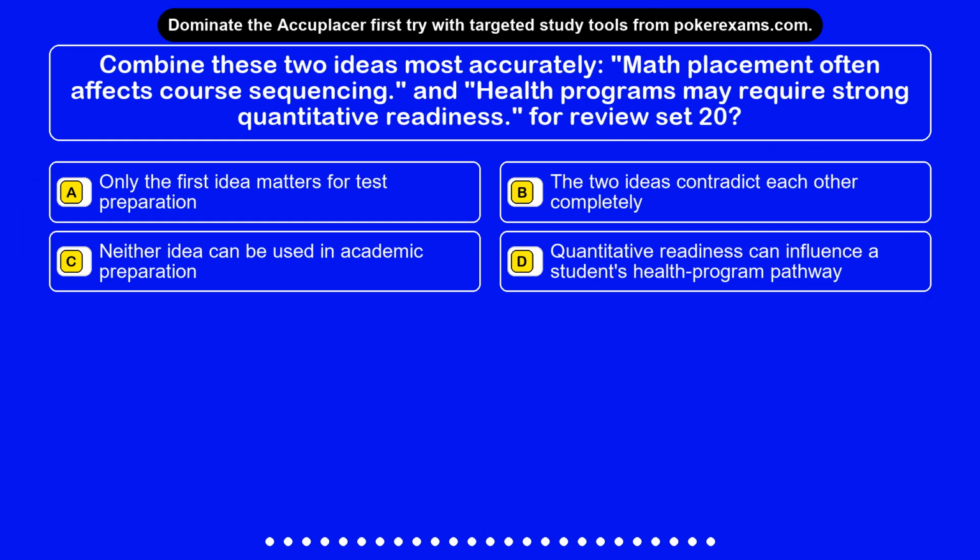Question 17. Combine these two ideas most accurately. Math placement often affects course sequencing, and health programs may require strong quantitative readiness. For review set 20. Option A. Only the first idea matters for test preparation. Option B. The two ideas contradict each other completely. Option C. Neither idea can be used in academic preparation. Option D. Quantitative readiness can influence a student's health program pathway.